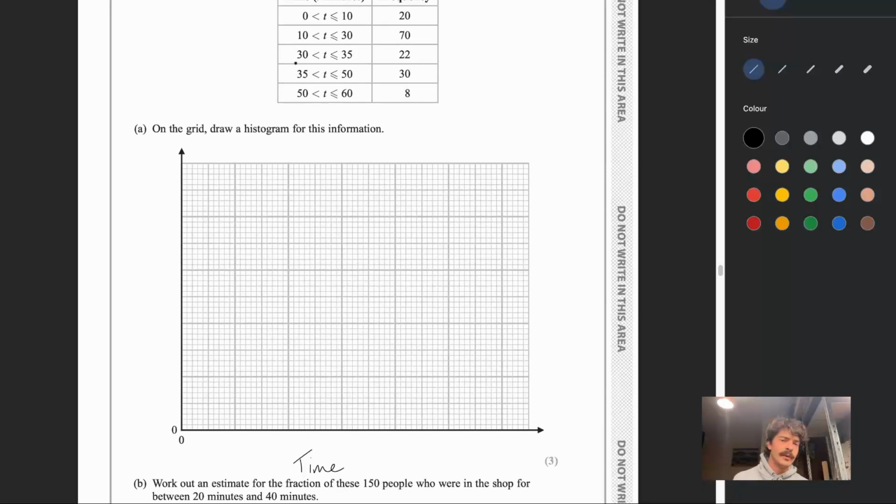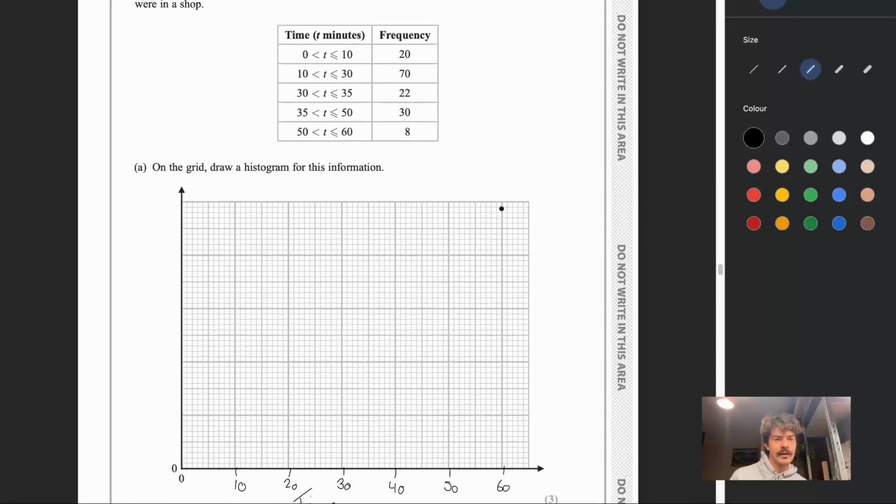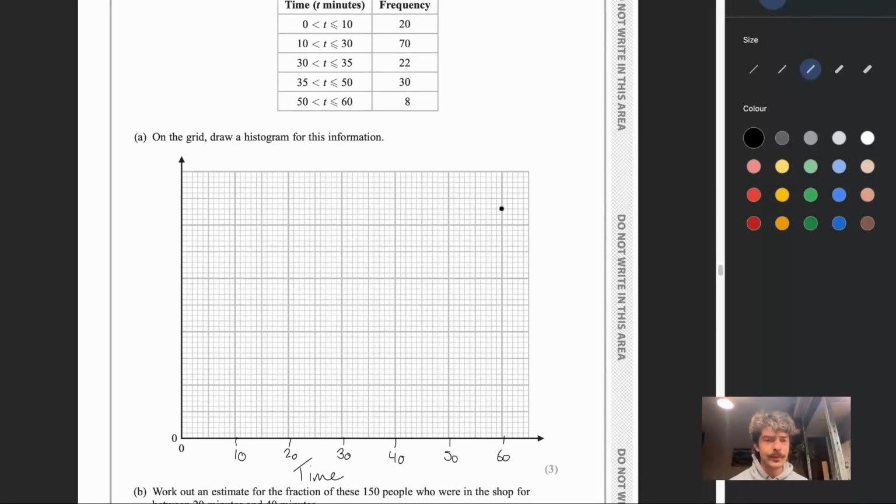So let's start by figuring out our time. It starts at 0, ends at 60. So with any luck, they've given us 6 boxes. 1, 2, 3, 4, 5, 6. Oh, fantastic. So this is going to be 10, 20, 30, 40, 50, and 60. And apologies if my graphs are a little bit scrappy, I'll use a slightly larger pen. So we're told that between 0 and 10 we have a frequency of 20, so our area must be 20.